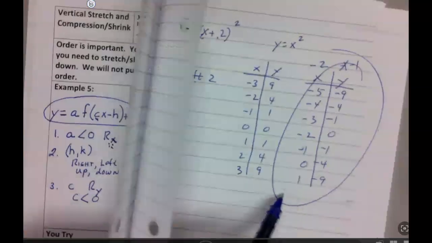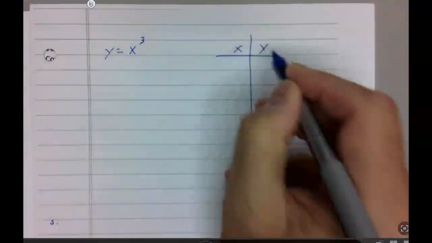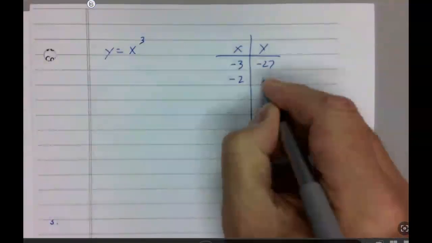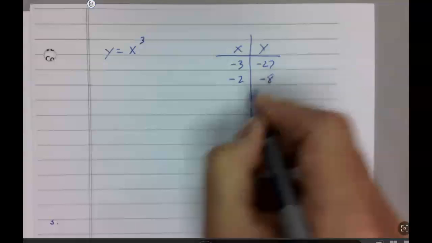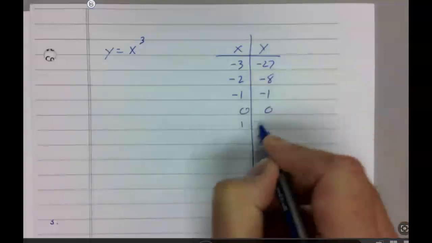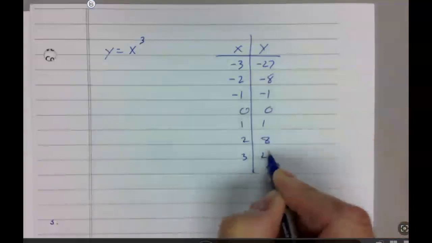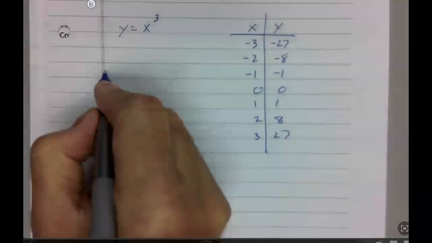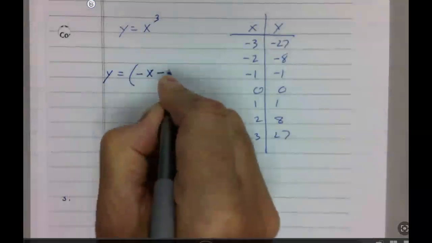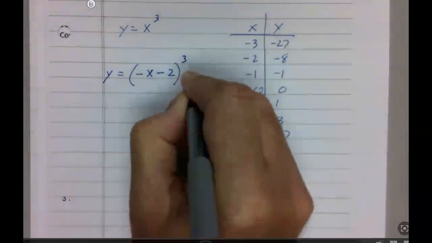All right. Let's say we're doing one like this. Here's your parent function, x cubed, right? So I gave you these values to use. -3 cubed is -27. -2 cubed is -8. -1 cubed is -1, 0, 0, 1, 1, 2, 8, 3, 27. Agreed? So let's say I give you one like this. Y equals, parentheses, -x minus 2 cubed plus 4.